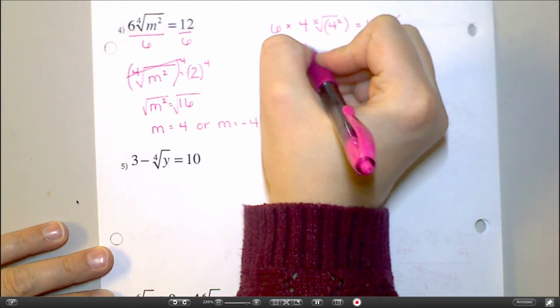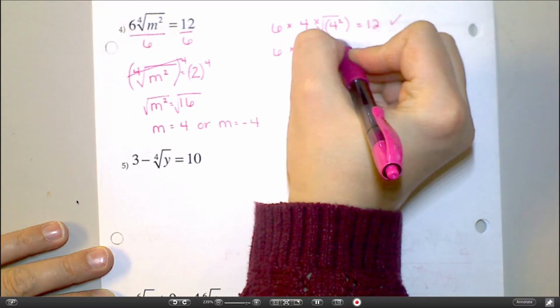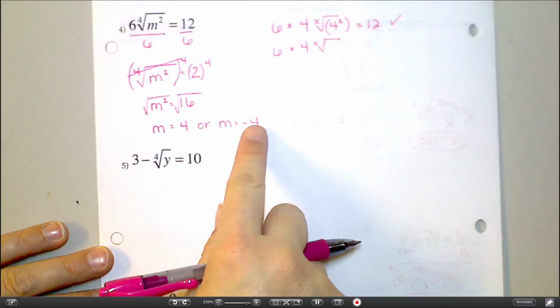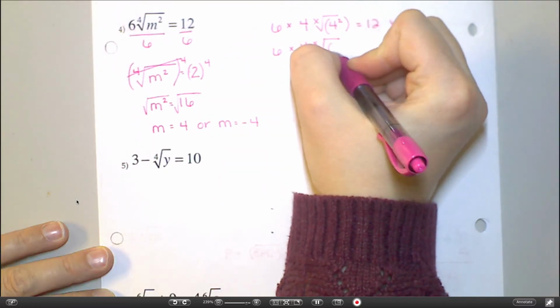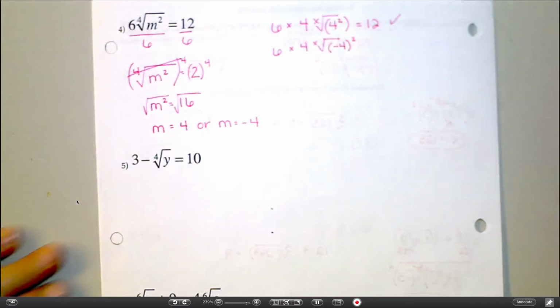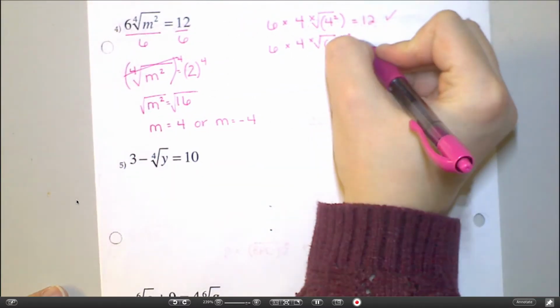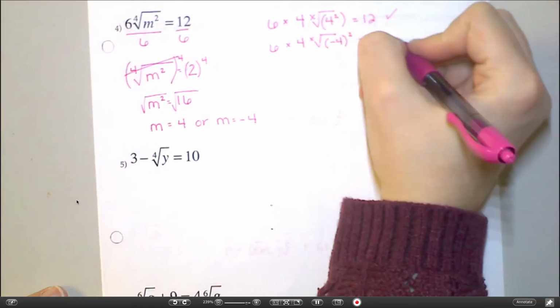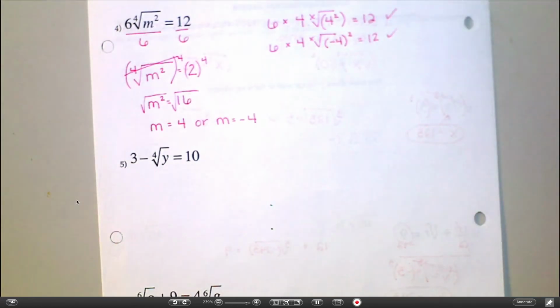6 times 4 times the x root of. Now what you have to be careful with here is when you take that negative 4 and square it, the negative 4 will need to be in parentheses. Okay? Let's type it in like that. Do you also get 12? Okay. So that one works with both solutions. Okay? So 2 answers to that one.